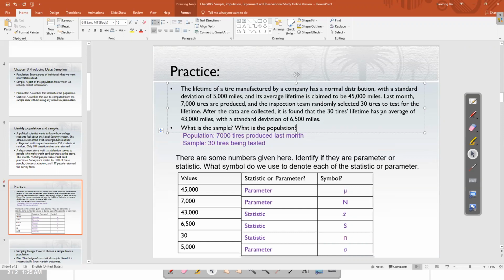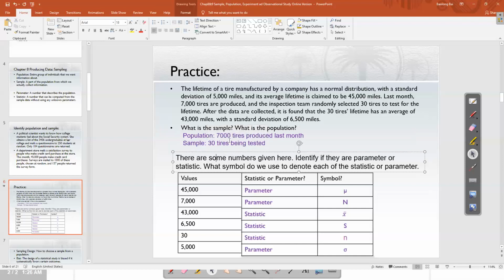So basically population is the research interest. When they are testing the tires, what's their interest? Are they only interested in the 30 tires they're testing, or are they interested in all the tires being produced, right? So basically this is quality control, right? When they control the quality, they're interested in the whole batch being produced, right? So in that case, the population will be the 7,000 tires being produced. All the tires, basically. And then the sample will be just the tires being tested, right? So the tires you actually obtain the data from, that's your sample.